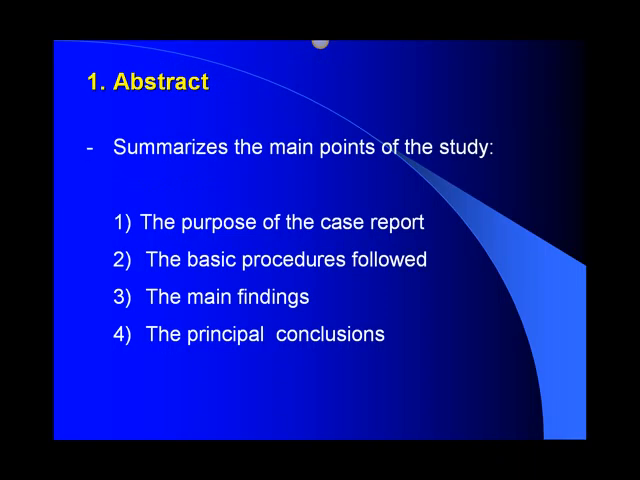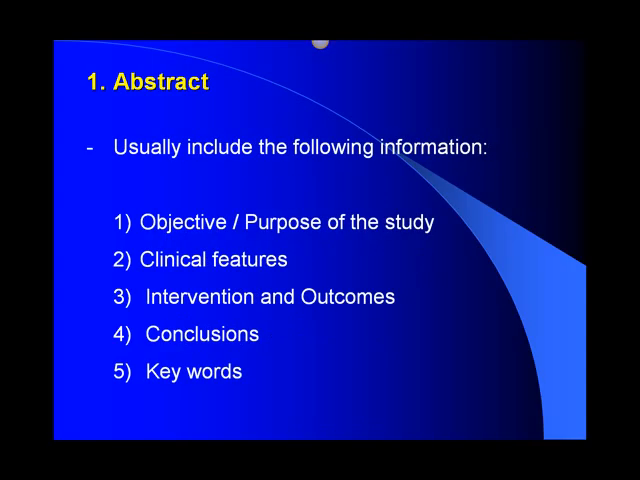In the abstract, essentially, the objective of the abstract is to summarize the main points of the study. So you want to report in there the purpose of the case report, the basic procedures that were followed, the main findings, and the principal conclusions. The abstract has its own structure, and it usually includes its structure along the following lines. 1. Objective or purpose of the study. 2. Clinical features. 3. Intervention and outcomes. 4. Conclusions. And 5. Keywords.